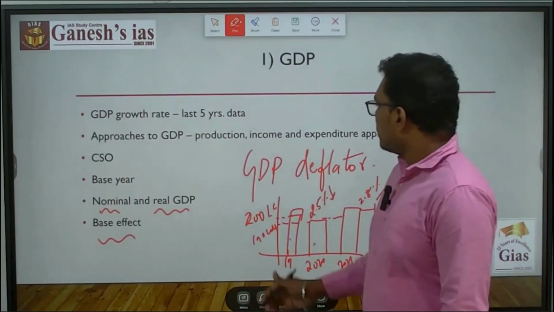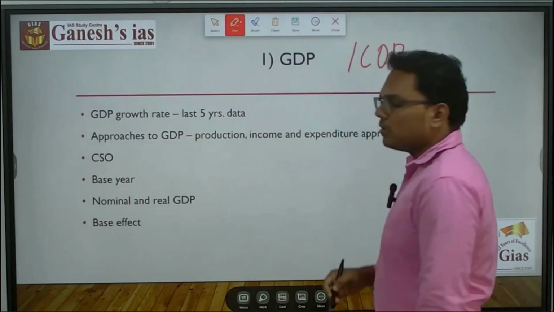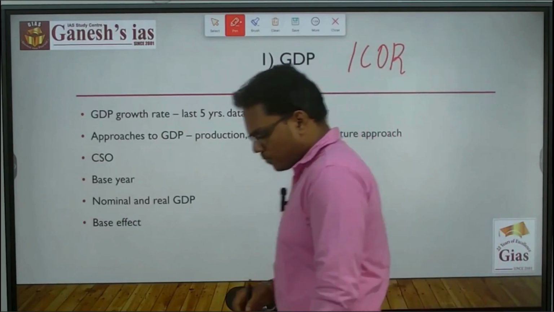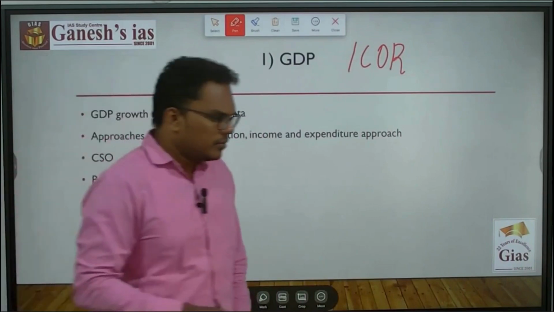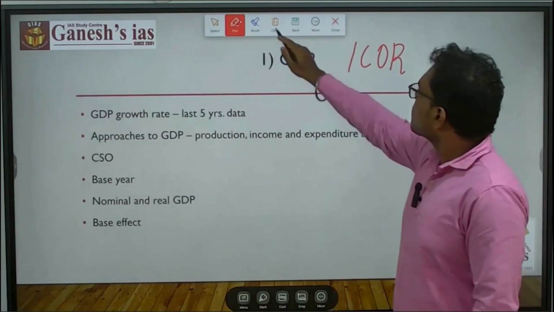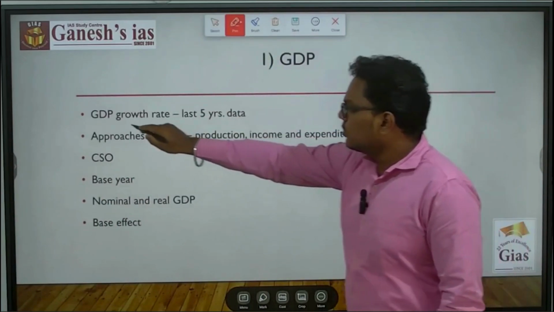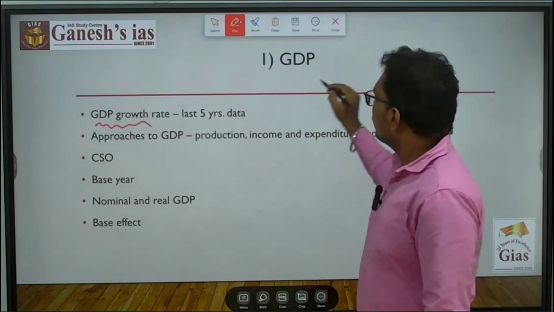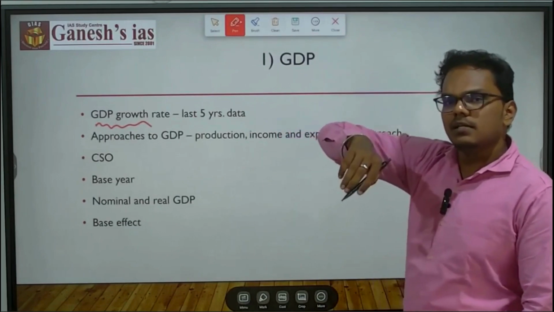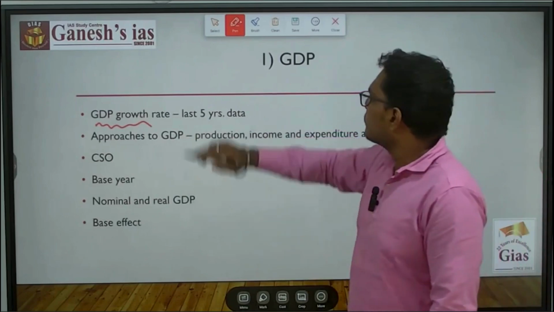So apart from that, you need to know about terms like incremental capital output ratio. And then a very important thing is you should know whether the question asked is about GDP or GDP growth rate. Sometimes they ask questions about GDP, sometimes about GDP growth rate, and both are very different. So it's important that you read the question very carefully.